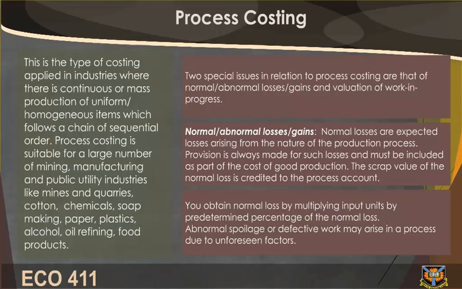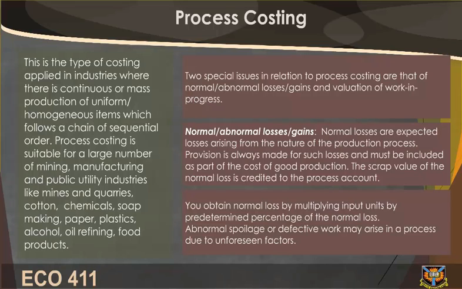Process costing. This is a type of costing applied in industries where there is a continuous or mass production of uniform, homogeneous items which follows a chain of sequential order. Process costing is suitable for a large number of mining, manufacturing, and public utility industries like mines and quarries, cotton, chemicals, soap making, paper, plastic, alcohol, oil refining, food products. Two special issues in relation to process costing are that of normal, abnormal, losses, gains, and valuation of work in progress.